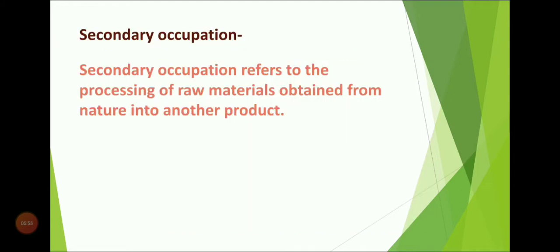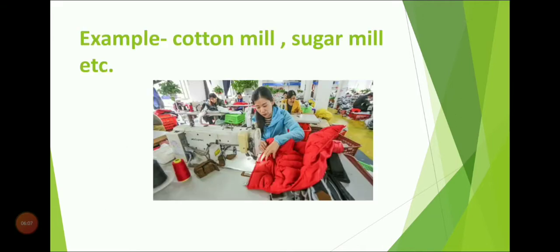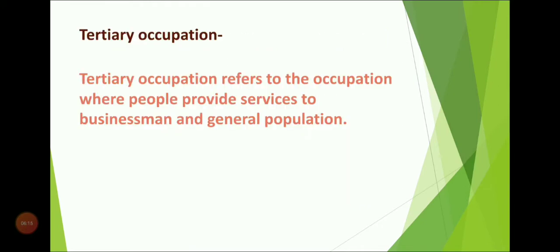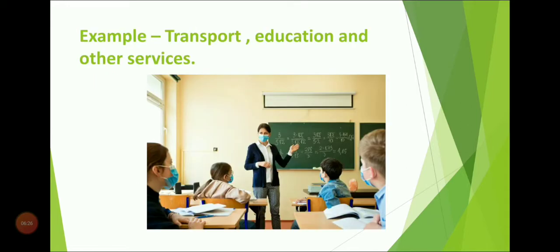Secondary occupation. Secondary occupation refers to the processing of raw materials obtained from nature into another product. For example, cotton mill, sugar mill, biscuit factory, shoe factory, etc. Tertiary occupation. Tertiary occupation refers to the occupation where people provide services to businessmen and the general population. For example, transport, postal services, banking, education, restaurants, and other services.